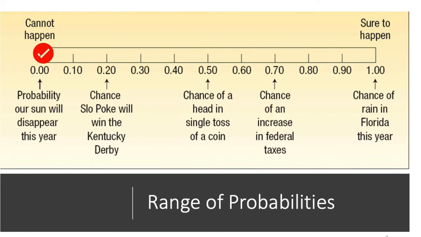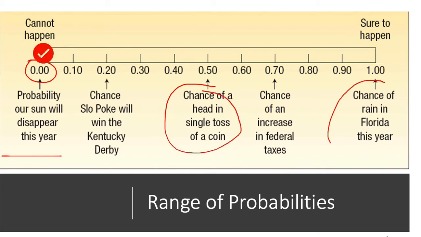So, the range of possibilities. For example, the probability the sun will disappear this year is 0. Actually, it's 2020, so you never know what's possible anymore. The chance of a head in a single coin toss is 50%. And the chance of rain in Florida this year at some point is 100%, or equal to 1. Probabilities could be anywhere along the spectrum.